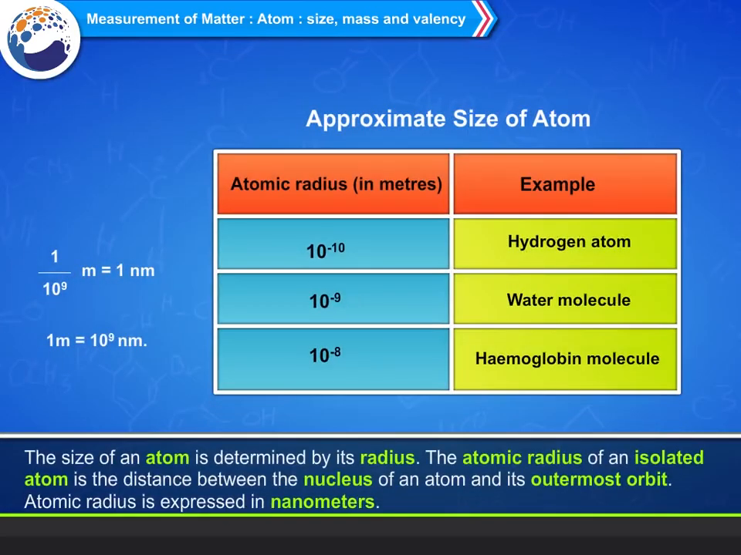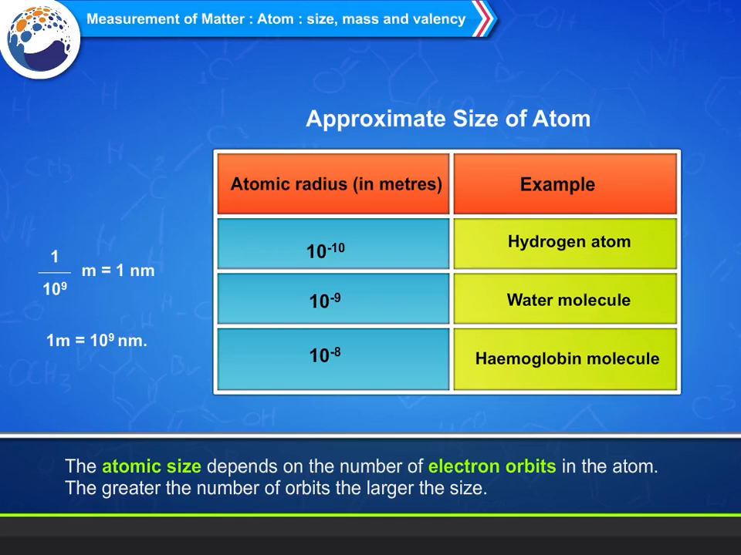The size of an atom is determined by its radius. The atomic radius of an isolated atom is the distance between the nucleus of an atom and its outermost orbit. The atomic radius is expressed in nanometers. The atomic size depends on the number of electron orbits in the atom. The greater the number of orbits, the larger the size.